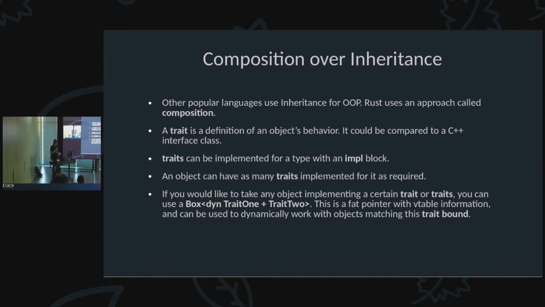So languages like C++ use inheritance. And Rust uses an approach called composition. The main concept in composition in Rust is a trait. A trait is basically a definition of behavior for a certain object, and many types can have many traits associated with them or implemented. If you want to, for example, have dynamic code, say you want, again, C++, you want an animal, but there may be dogs and cats. Well, maybe you just want an animal that can walk. So you take a Box with a dyn Animal trait. This is a fat pointer with vtable information and can be used to, well, dynamically work with objects matching the trait bound.